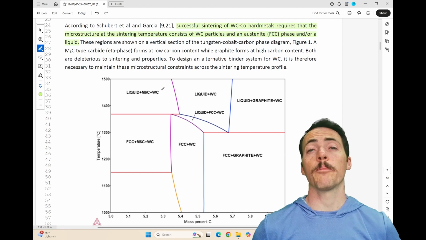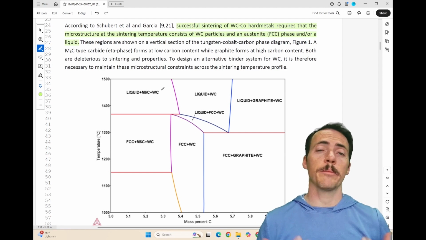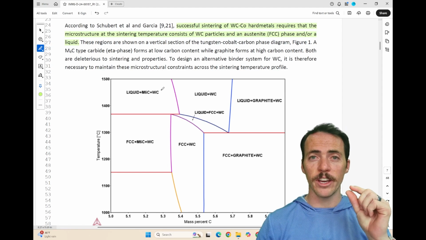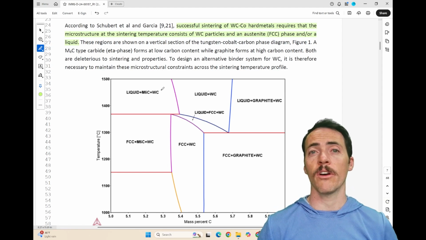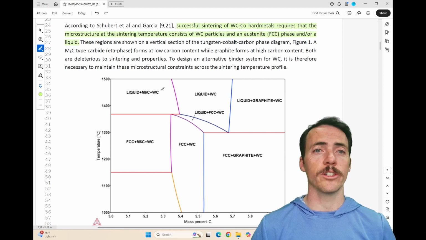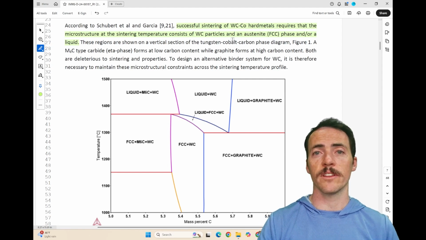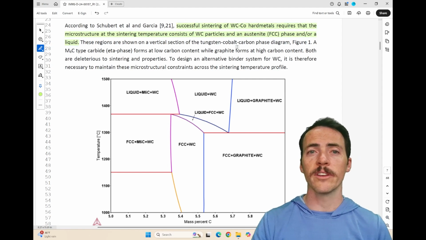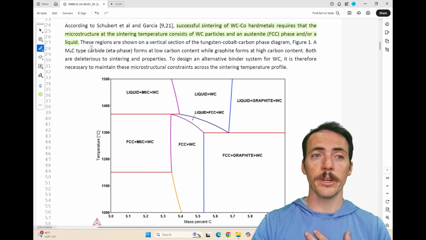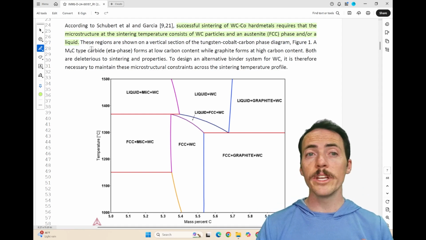So how do we account for the processability? Well, as a ceramist myself, I know that oftentimes when you're sintering materials, a little bit of a liquid phase really helps achieve much higher hardness. And not surprisingly, in this work, they talk about that as well. You've got Schubert and Garcia both suggesting that in these tungsten carbide hard metals, having a little bit of this FCC austenite phase or a little bit of liquid or both is really beneficial.